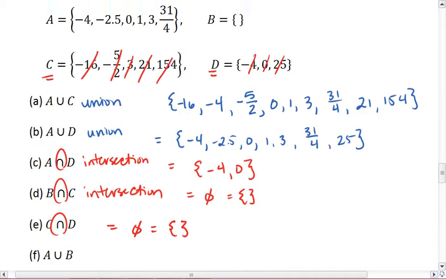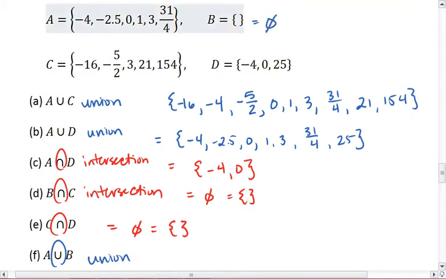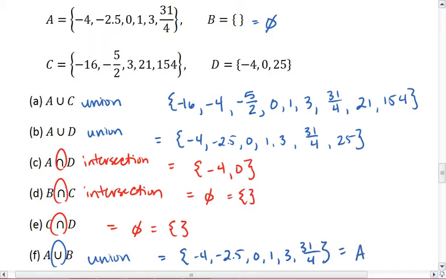And lastly, we'll look at the union of A and B. Now you have to be careful here. Even though B is empty, we're looking at the union, which means we're looking at all the elements added together. It doesn't matter if they share any of the same ones. So the union of A and B is just going to be the set of numbers that we have for A, which we could write out, or we could just say that the union of A and B is set A.